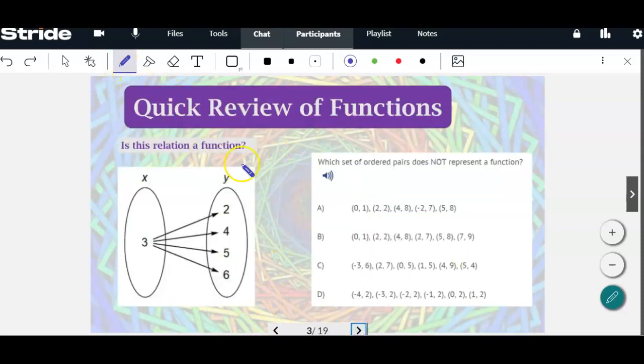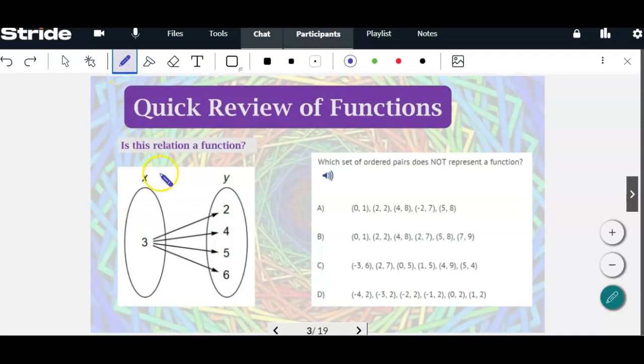Okay, so quick review of functions. Is this relation a function? Absolutely not. Look at all those lines going to different numbers. Remember, this can only have one line per x. So this one's not a function.